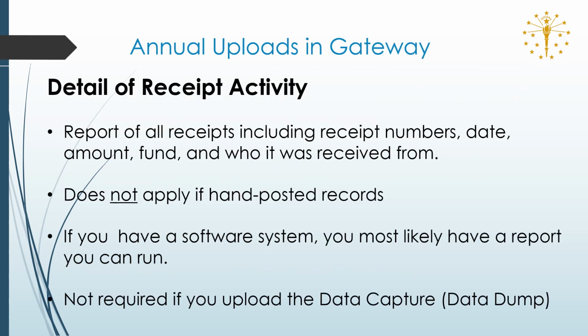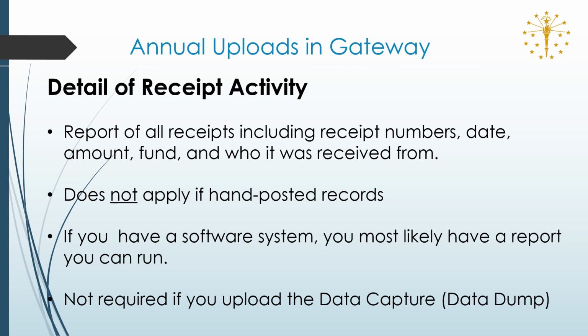The detail of receipt activity is a report listing of all transaction level receipts, including receipt numbers, date received, amount of receipt, fund posted to, and who it was received from. We ask that you please upload an Excel file if possible. If not, a searchable PDF would suffice. Please make sure the report you upload has receipt numbers. We'll use this in our analysis of the information and most likely we'll use it to generate a sample of receipts for our detailed testing. If you have hand-posted records, this would not be possible to upload, so this part won't apply.